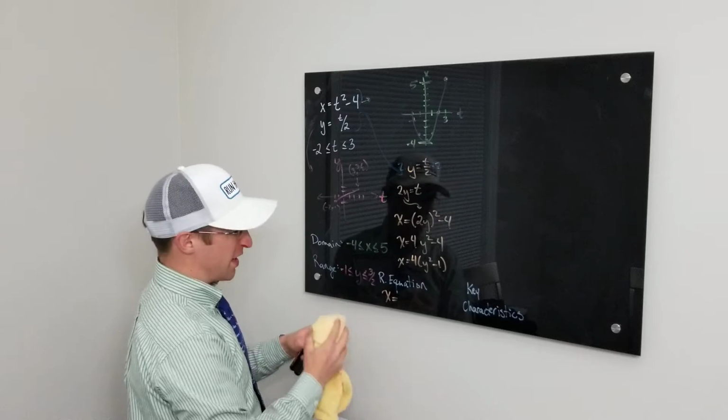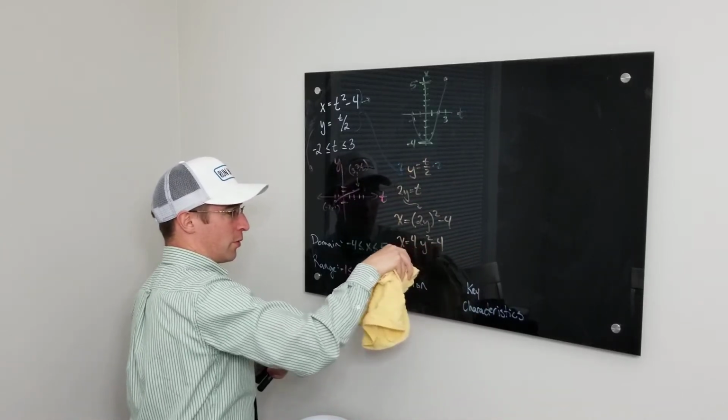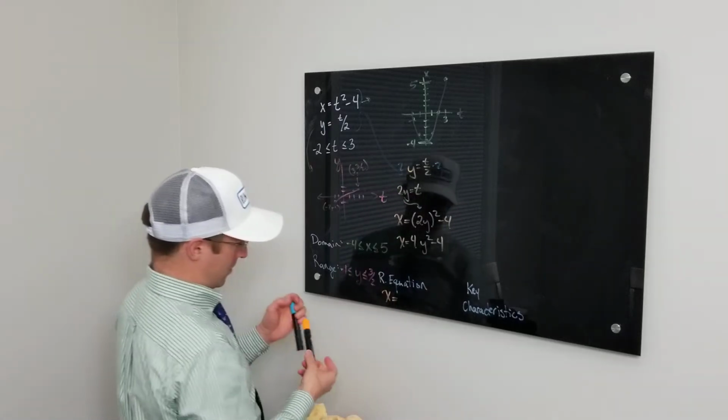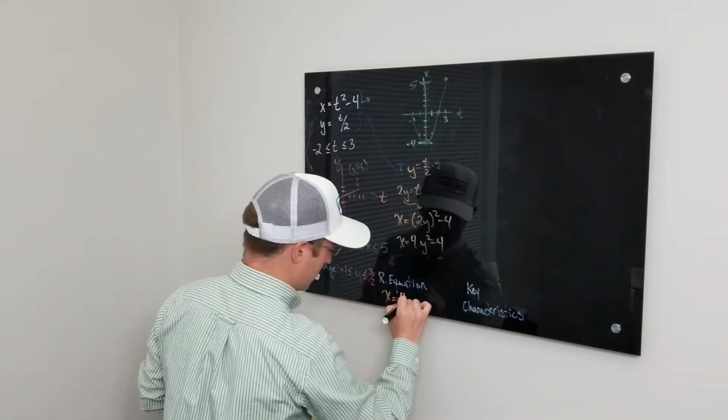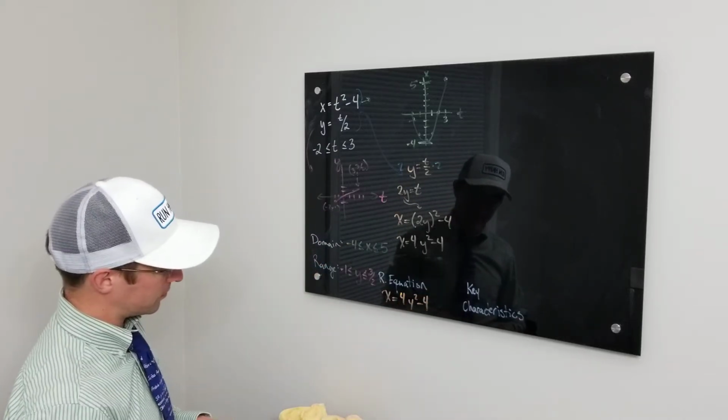Let's not do that. Let's not do that. Nope, we're not doing that. So 4y squared minus 4. There we go. That's the rectangular equation.